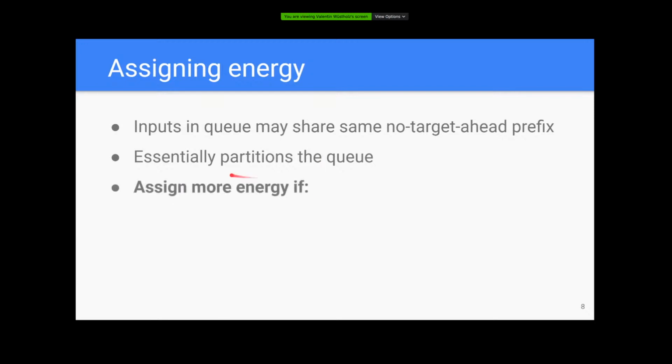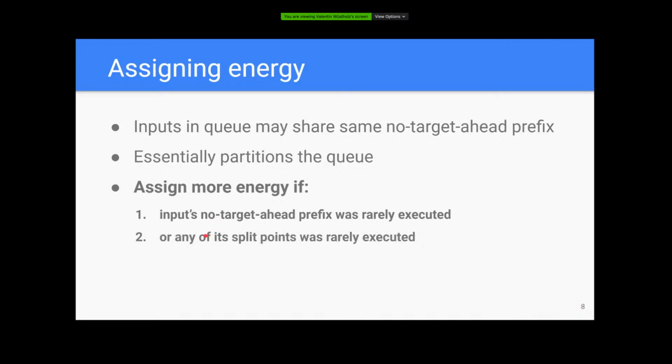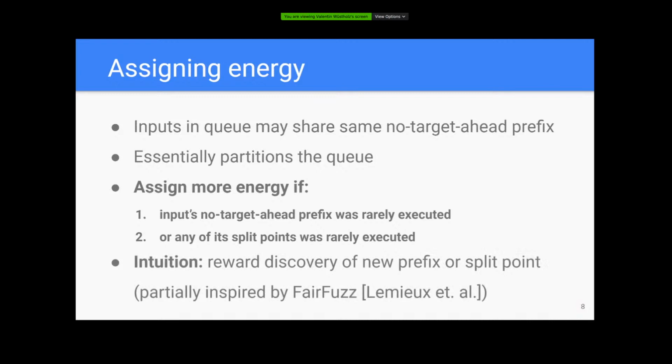And now when we assign energy, we assign more energy if one of the two following conditions hold. Either the input's no-target-ahead prefix was rarely executed, or any of the split points for this particular input were rarely executed. The intuition behind this is to reward the discovery of new prefixes and new split points. This is partially inspired by FairFuzz.